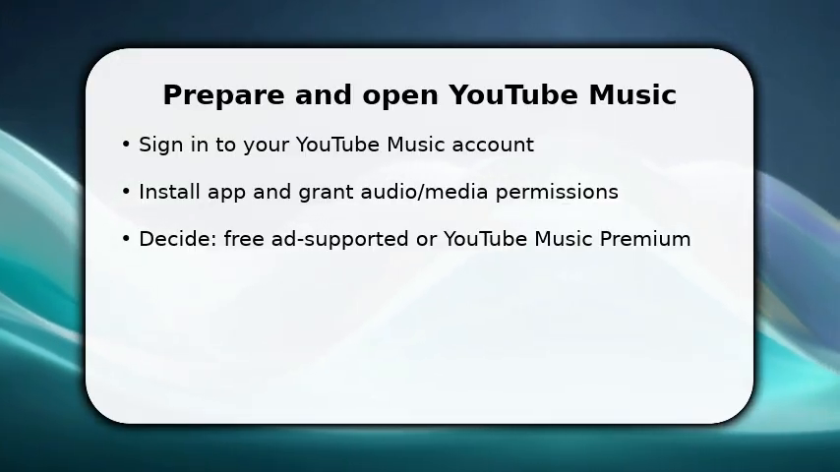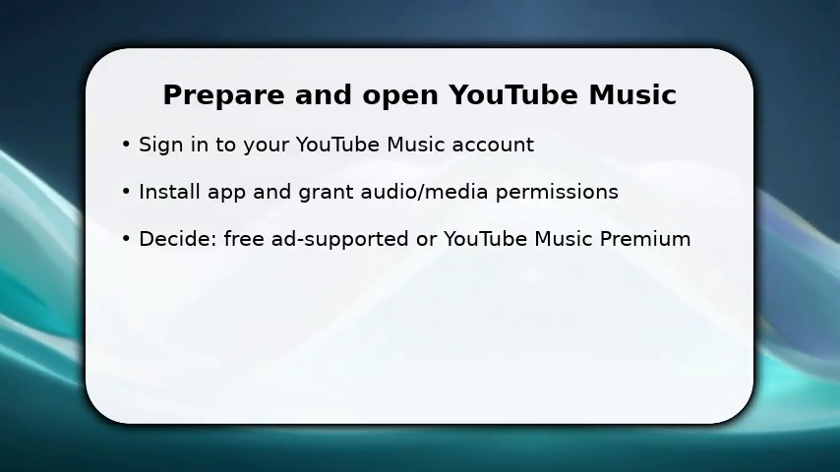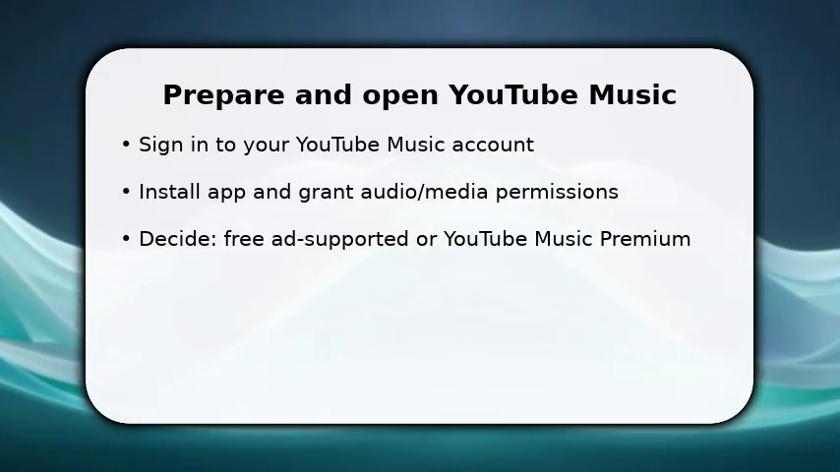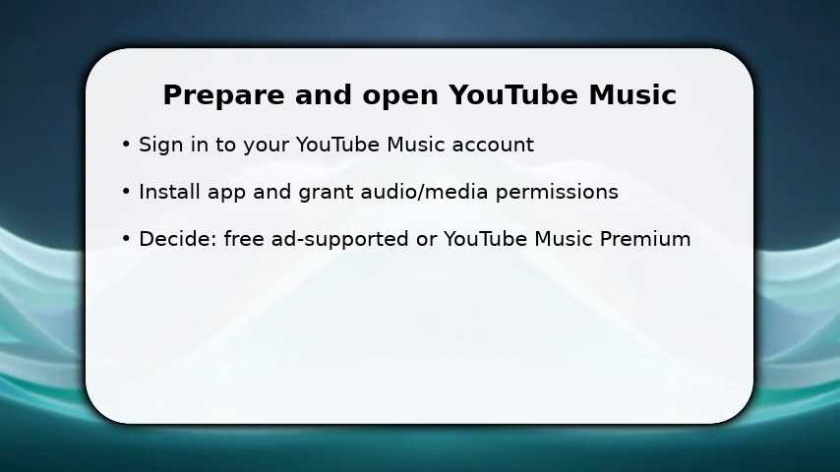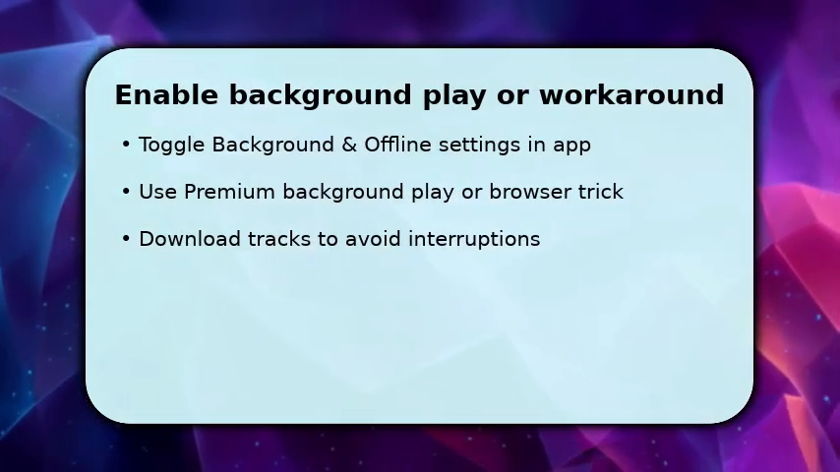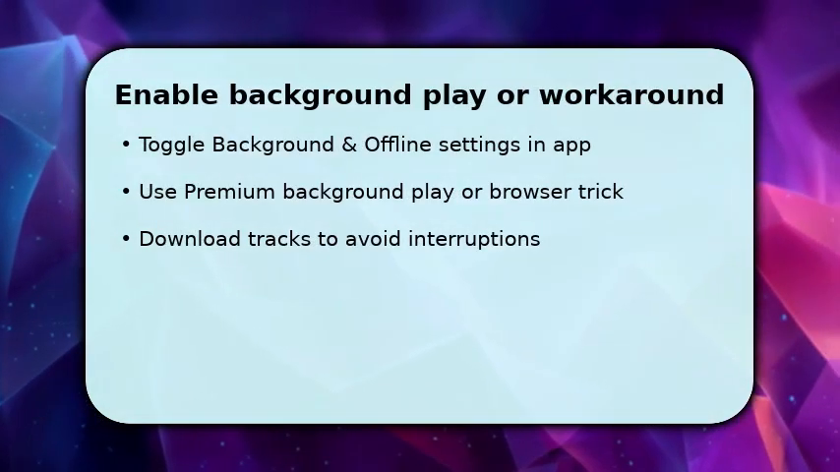Make sure you have a downloaded playlist if you want offline playback, because streaming with the screen off can be interrupted by sleep settings or carrier limits. You next enable background and offline settings inside the app. This tells the player to continue when the screen locks.